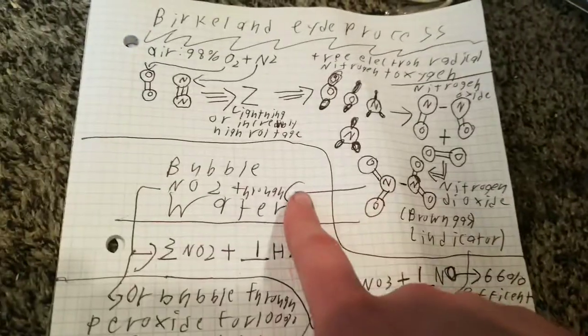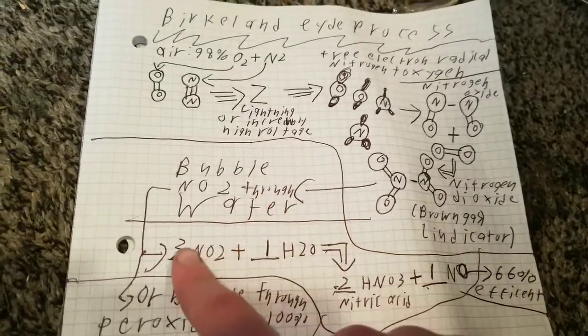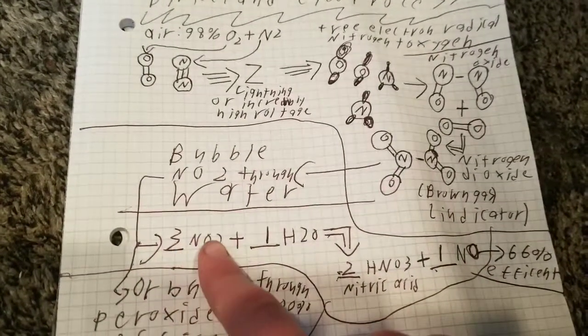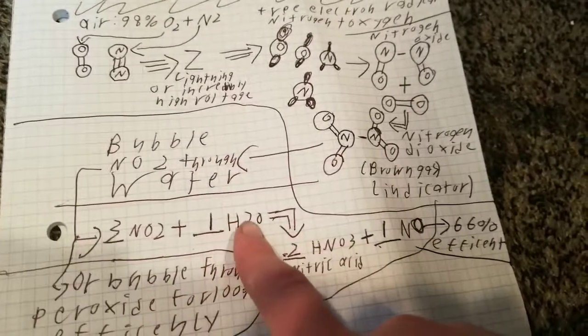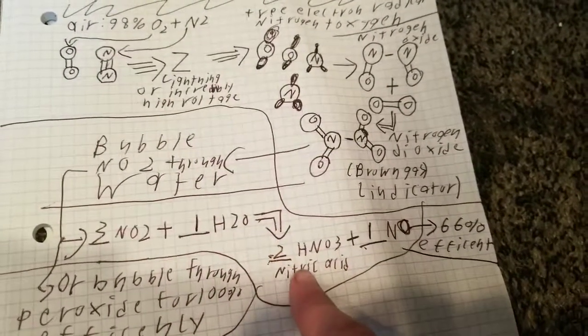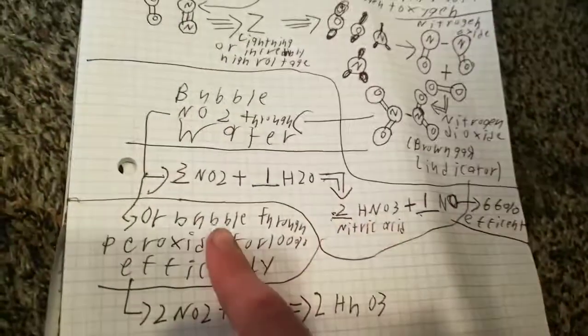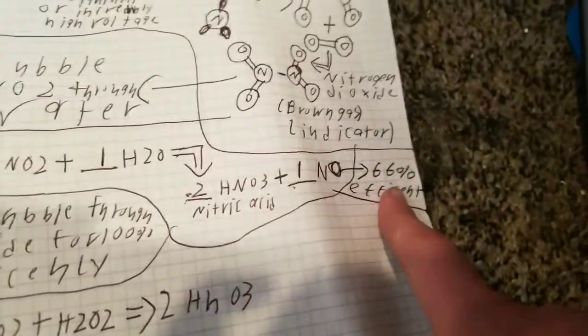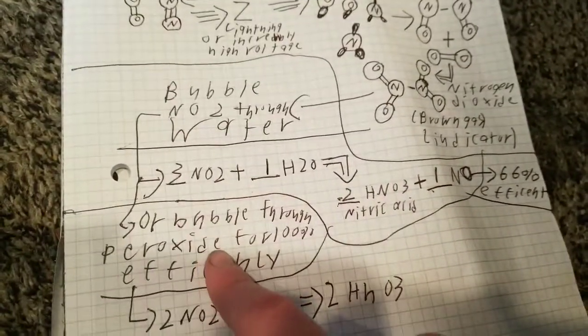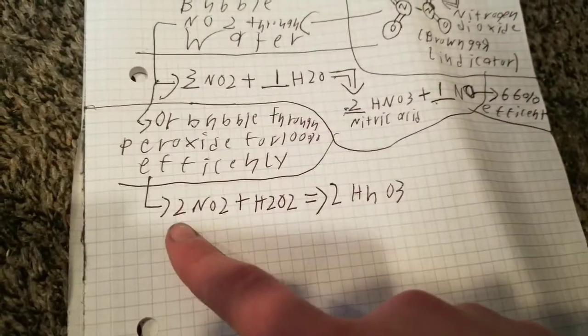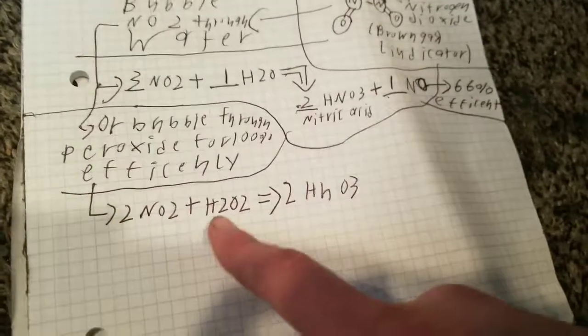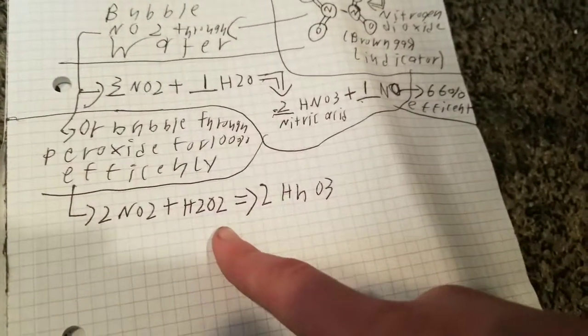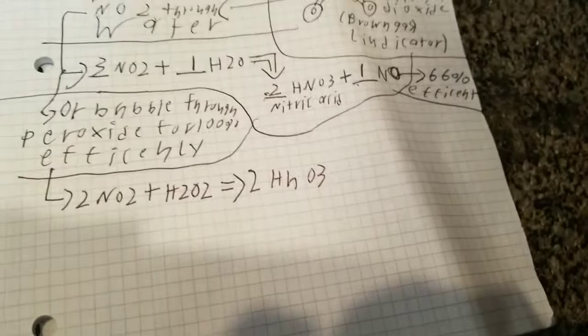Then we bubble the brown gas through water, and this is the reaction: 3 nitrogen dioxide plus 1 H2O creates 2 molecules of nitric acid and 1 molecule of nitrogen oxide. If we bubble it through water, we create nitric acid at a 66% efficiency. But if we bubble it through hydrogen peroxide, we can get 100% efficiency: 2 molecules of nitrogen dioxide plus H2O2 creates 2 molecules of HNO3.